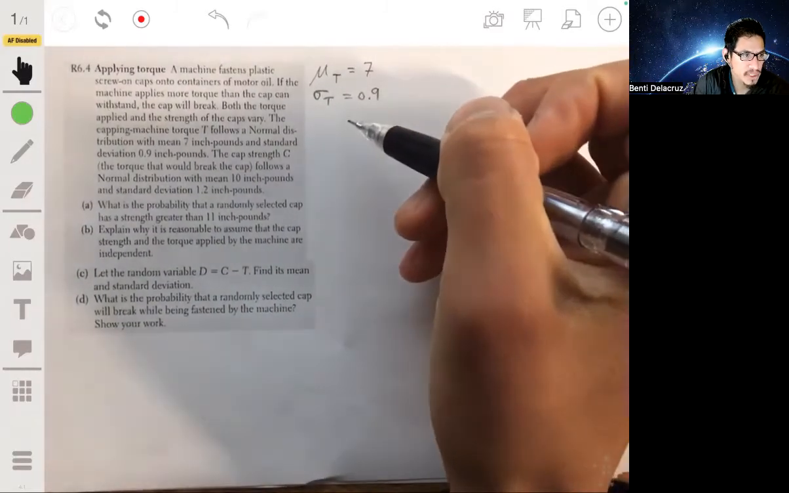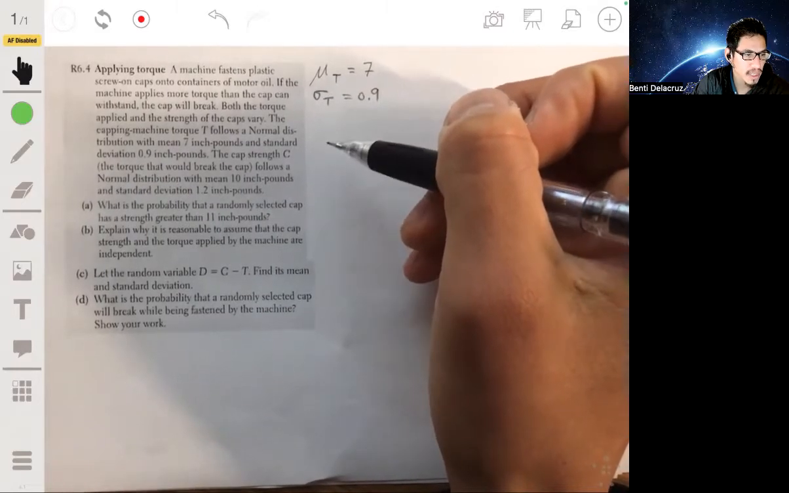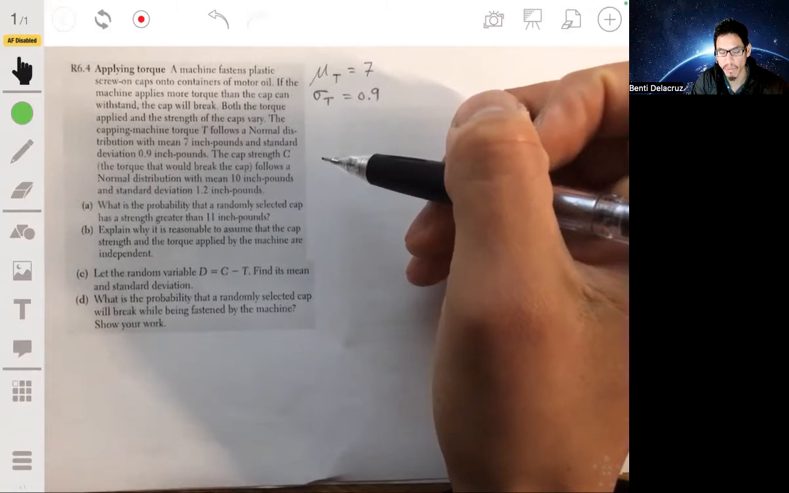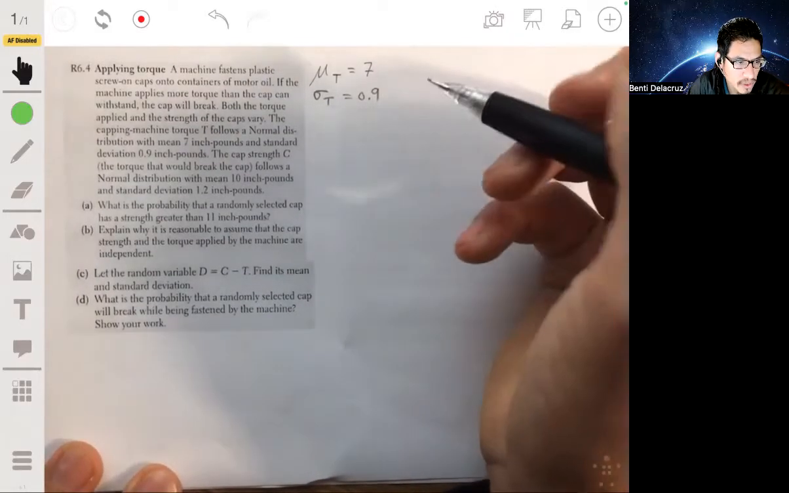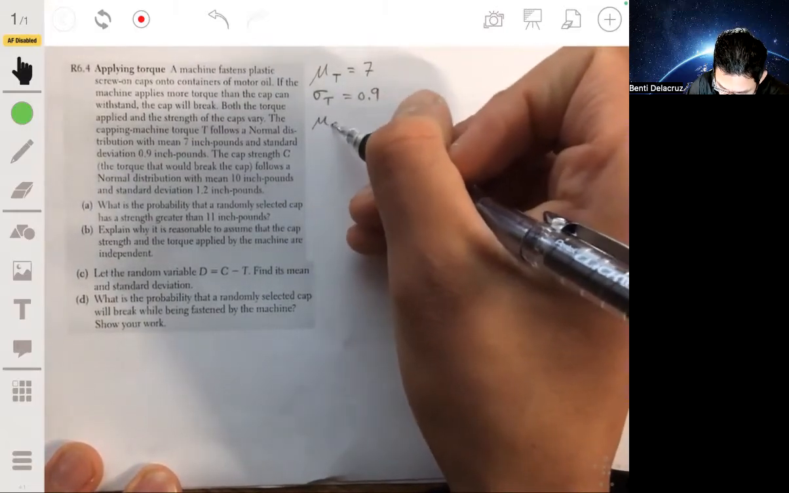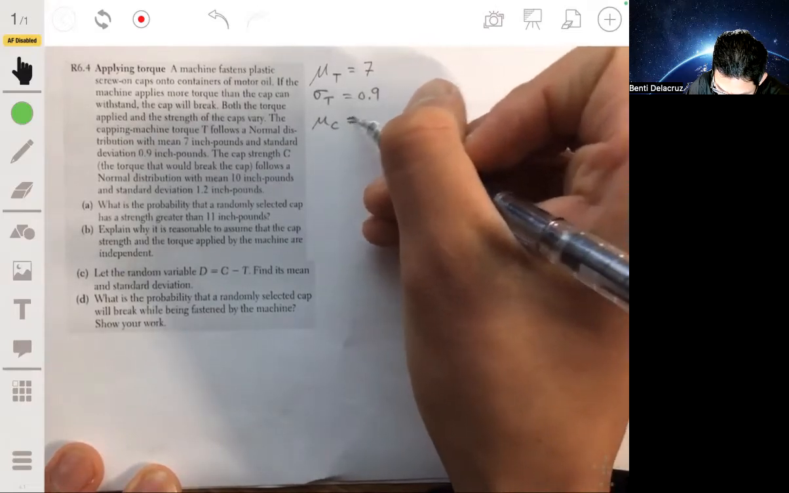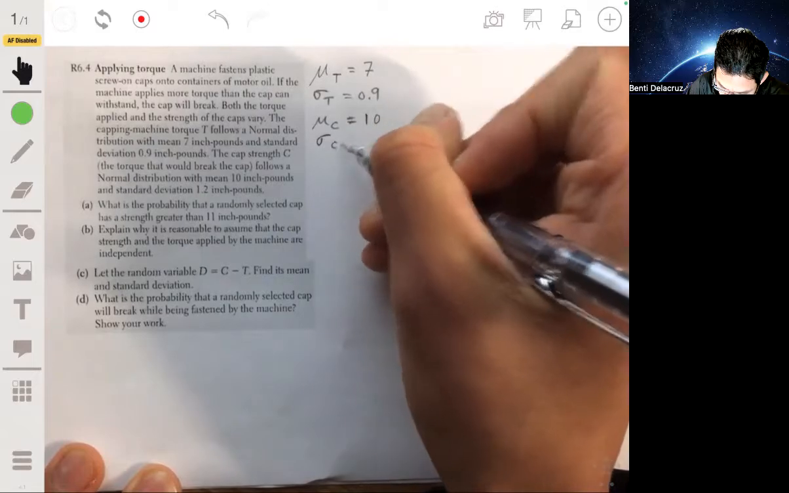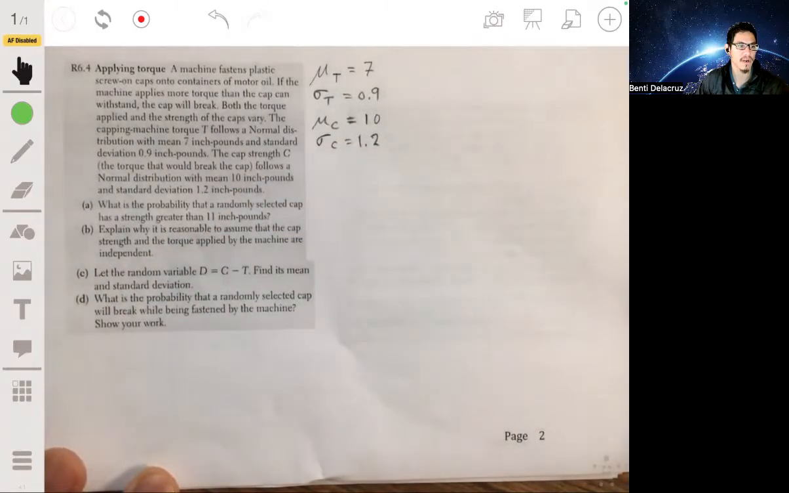Now we have the machine that tightens the motor oil containers. Then we have the cap strength, individual caps that can withstand torques. So that's the piece on the oil container. That's going to be C. The mean cap strength is 10 inch-pounds, and the standard deviation of C is 1.2. It's also normal. So we got that so far.